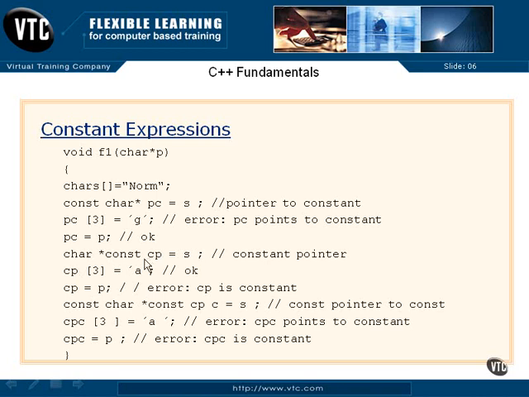The pointer is the constant, so that we cannot move the pointer and move it up and down an array of arrays or anything like that. cp equals p, we cannot change that, so that's an error. Can't change the constant pointer.